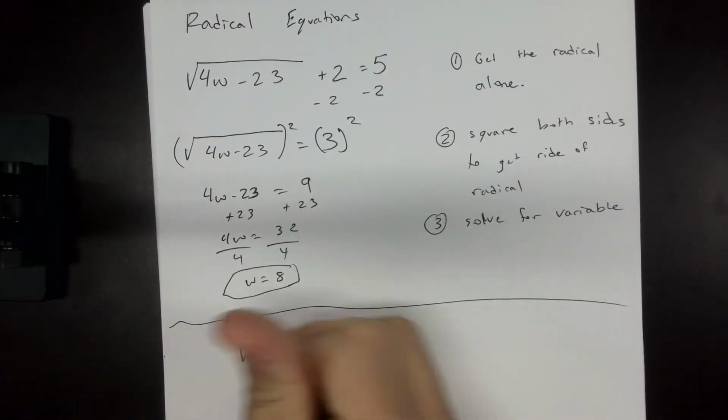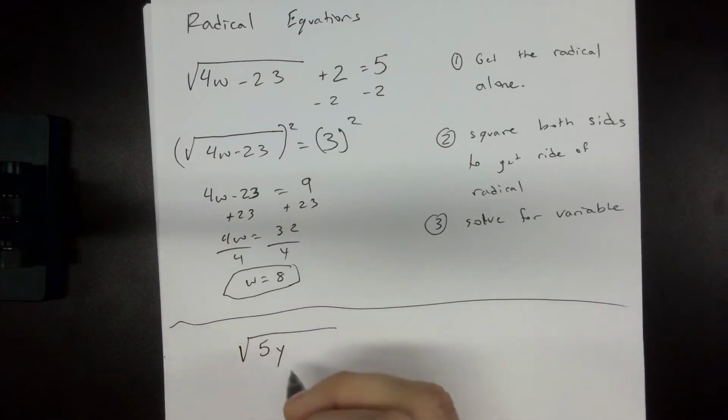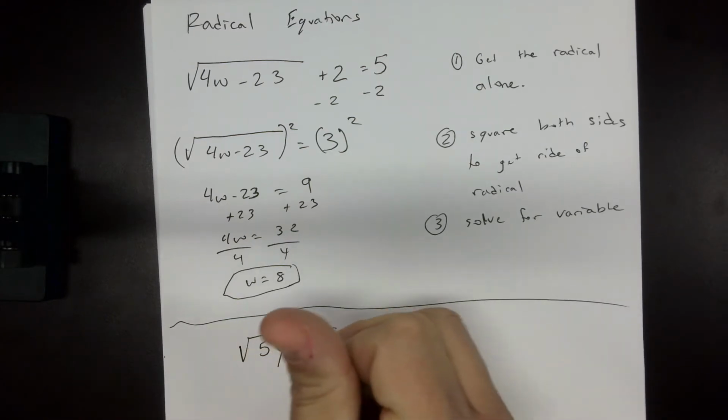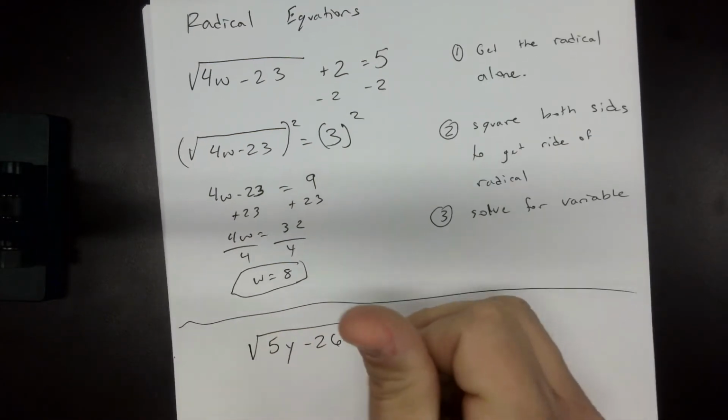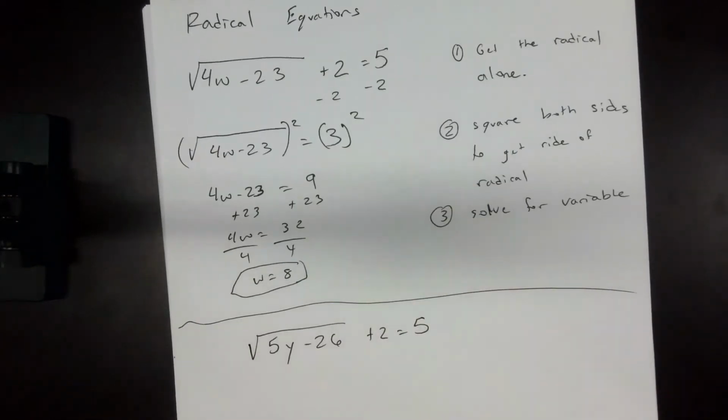Okay, I want you guys to try one on your own now that you have that one. So let's do 5y minus 26 plus 2 equals 5. Solve that one on your own.